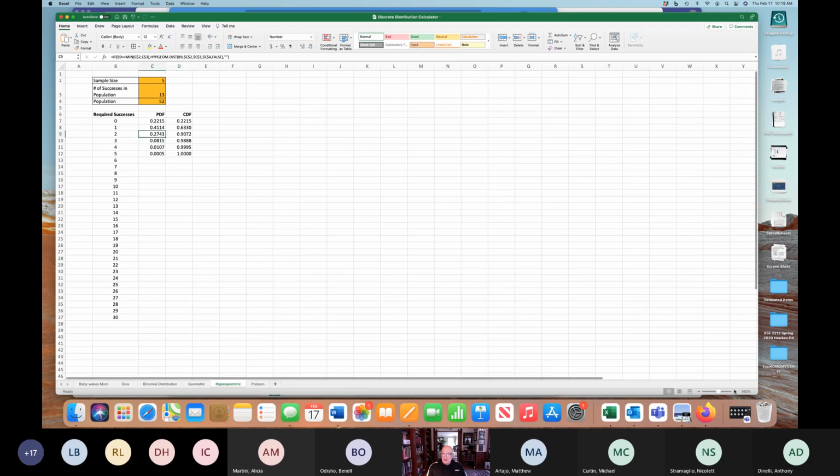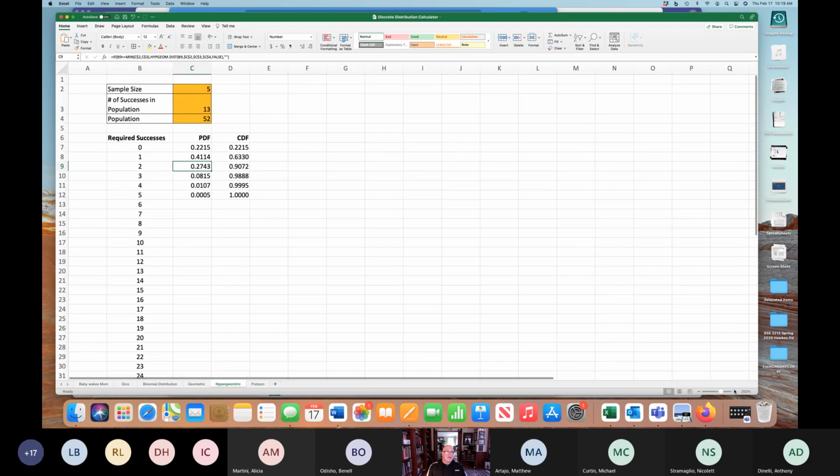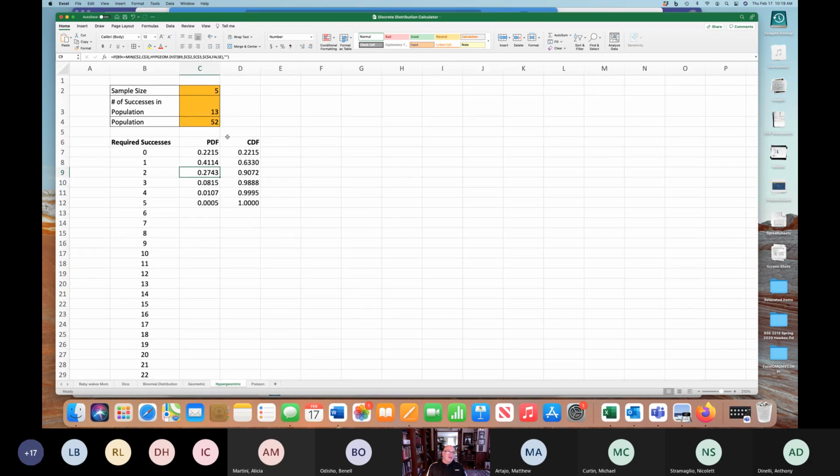But let's make it bigger so you can see it. This is the card problem, right? What's the sample size? I'm going to get a hand dealt to me randomly, without replacement, of 5 cards.